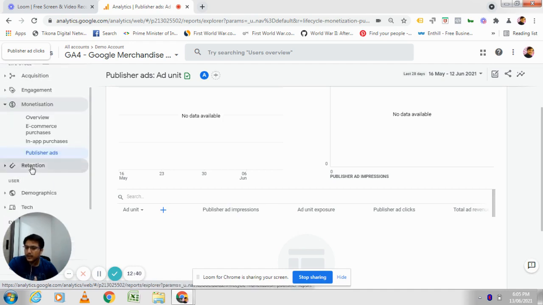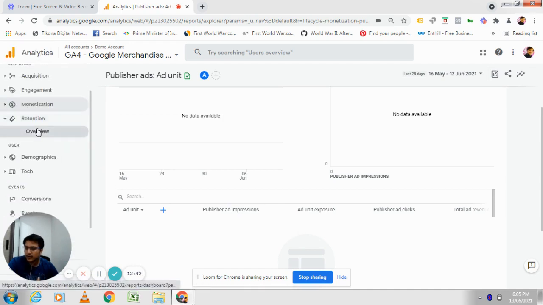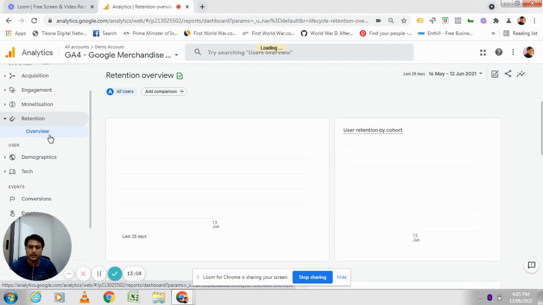Okay, so then moving to the retention part. So now what happened? You knew from where your customer is coming, then your customer engaged with your website, then they purchased a product or service. Now you want them to buy it again. So like awareness, consideration, purchase, repeat purchase. In this case, what you can see are the retention rates.